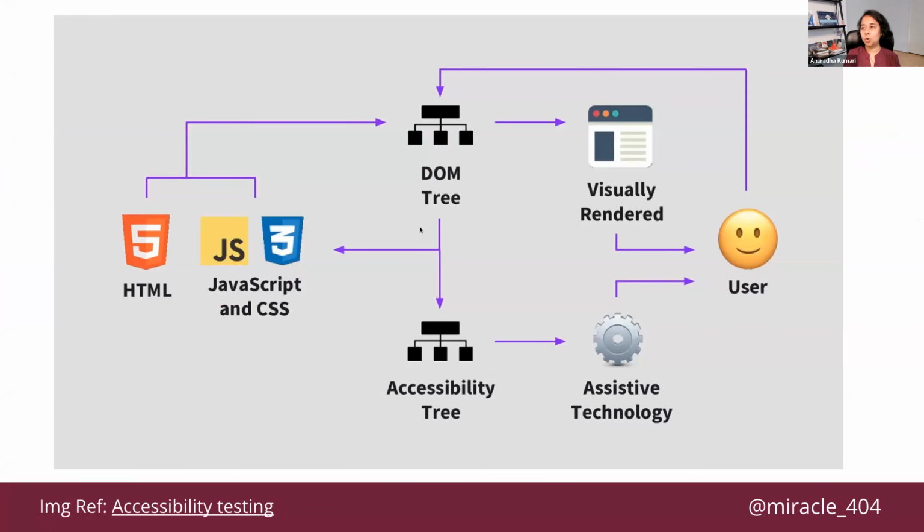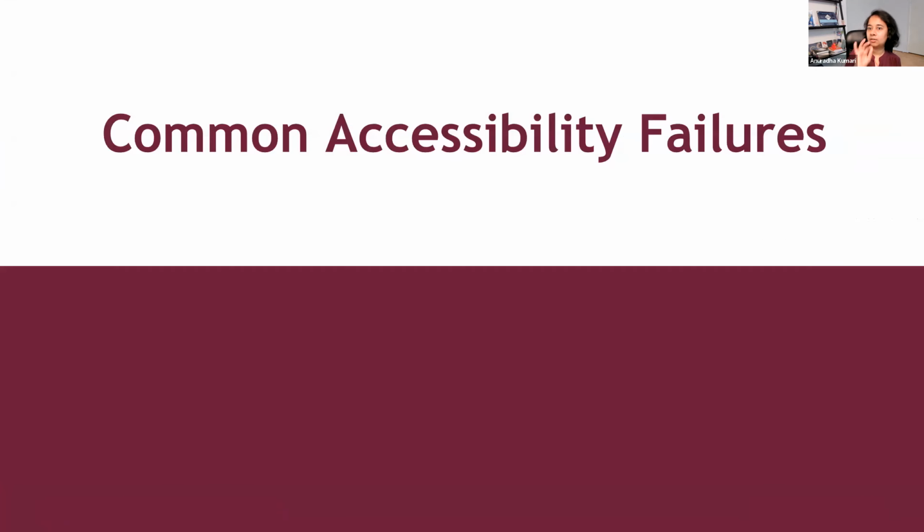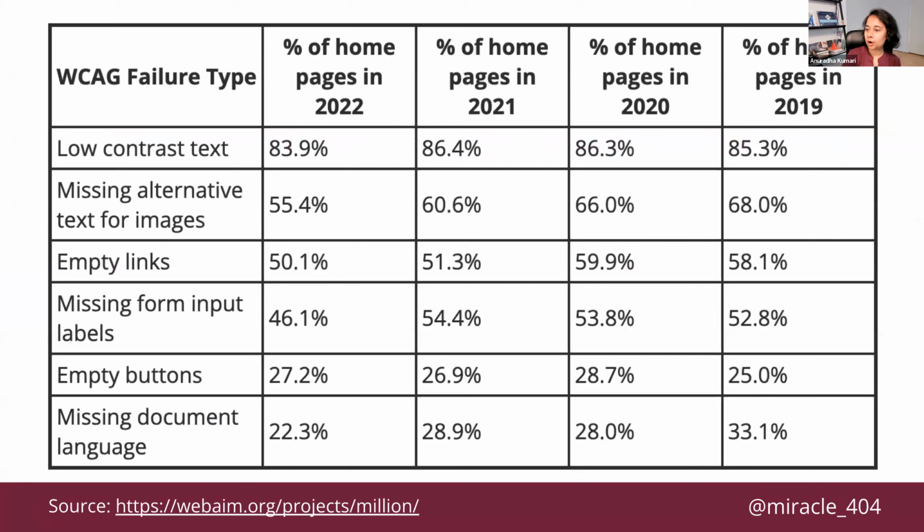Okay, cool. Now, we saw a bit of DOM and the accessibility tree, and I want to highlight some of the common accessibility failures. These are audited by WebAIM, which is a non-profit organization, and they have this Million project where they take the top 1 million websites of the world and audit their home pages for accessibility issues. And again, these are all just automated tests. Automated tests can only cover 20 to 40% of total accessibility issues.